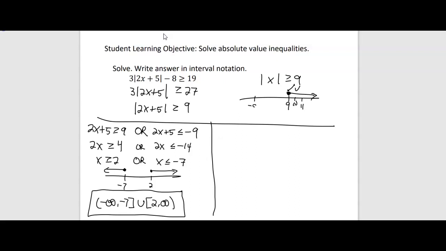But also on the left side, negative 9 would work because of the action of the absolute value. You plug negative 9 in, the absolute value makes it positive 9. 9 is greater than or equal to 9. Negative 10 would work. Negative 11 would work. All these numbers. So we end up with this form of the answer.